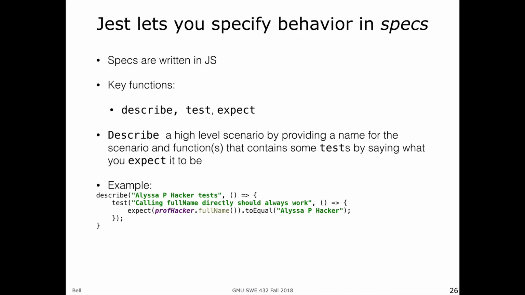So here I say that I'm describing Alyssa P. Hacker's tests. Maybe we could call this something more inventive, but given this is kind of a contrived example here, it's hard to say what else we would put here. Then one test might be that calling full name directly, so directly on Prof. Hacker, should always work. It should always return the right thing. So I say that in this test, I will expect that the return value of calling profhacker.fullname should equal, and then that's what we think it should equal.